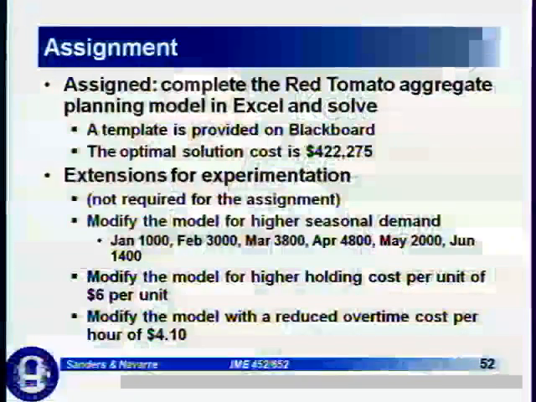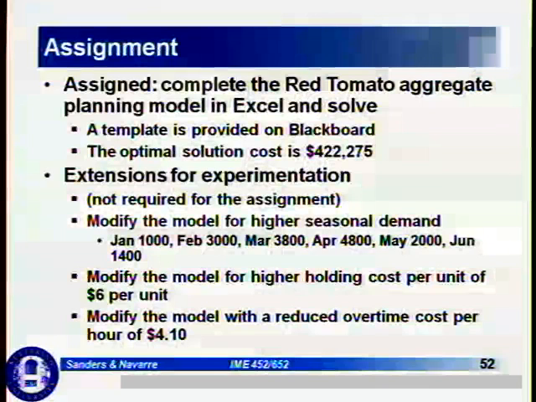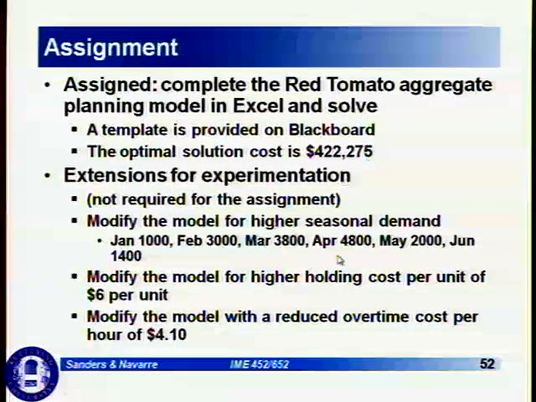So your assignment is to complete the red tomato aggregate planning model in Excel and solve. A template is provided on Blackboard. The optimal solution is 422,275. Extensions for experimentation that are not required for the assignment but are provided in the chapter are to modify the model for higher seasonal demand, modify the model for higher holding cost per unit, and to modify the model with a reduced overtime cost per hour. Those are extensions to that.